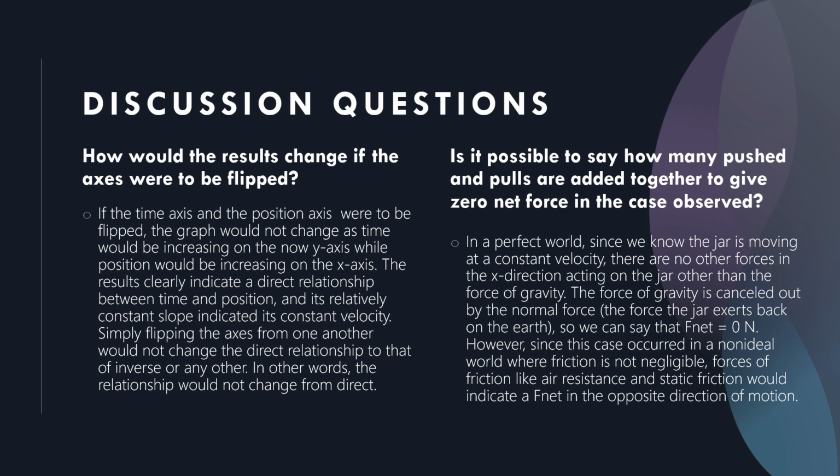In a perfect world, since we know the jar is moving at a constant velocity, there are no other forces in the x direction acting on the jar other than that of the force of gravity. The force of gravity is cancelled out by the normal force, the force the jar exerts back on the Earth, so we can say that F net equals 0. However, since this case occurred in a non-ideal world where friction is not negligible, forces of friction, like air resistance or static friction, would indicate an F net in the opposite direction of motion.